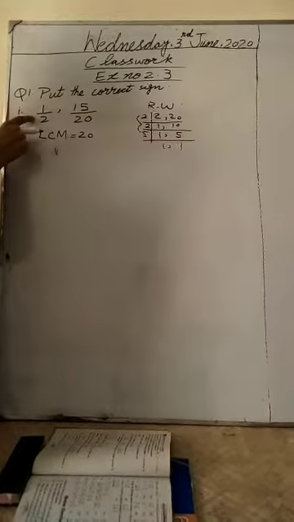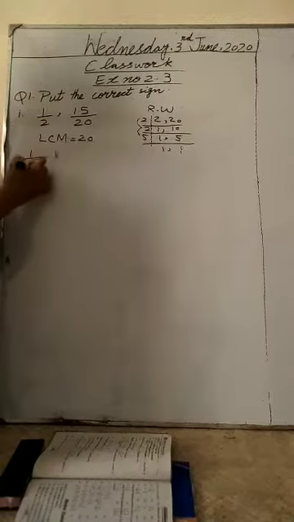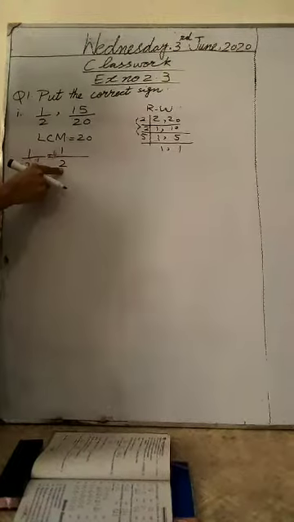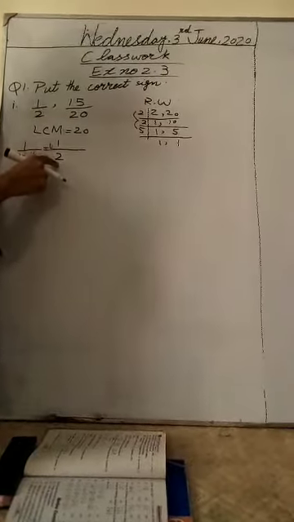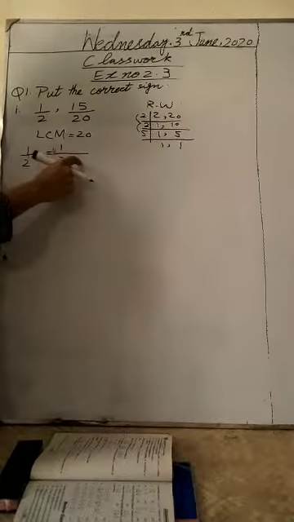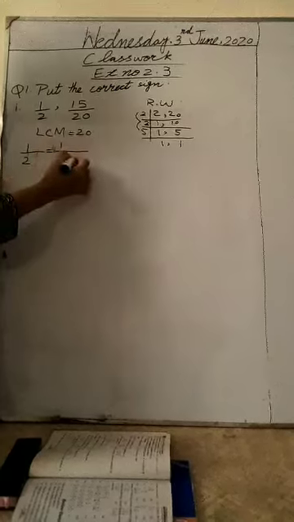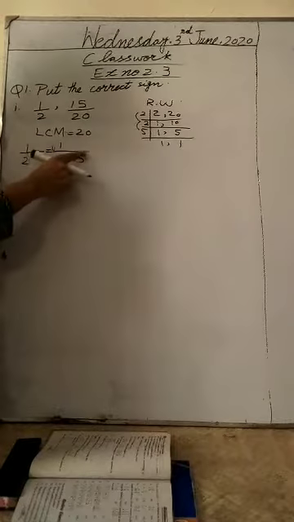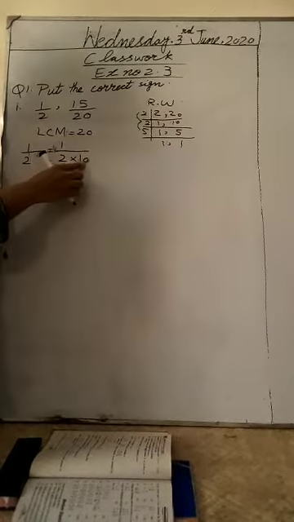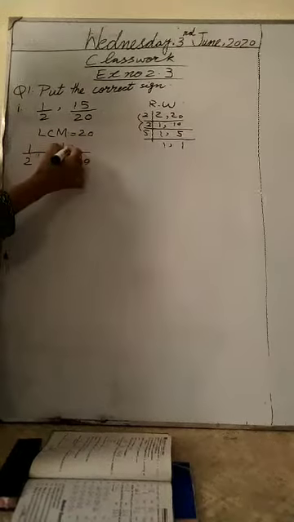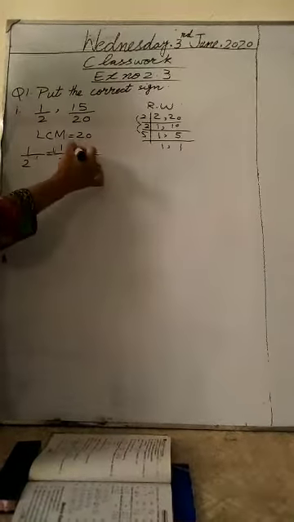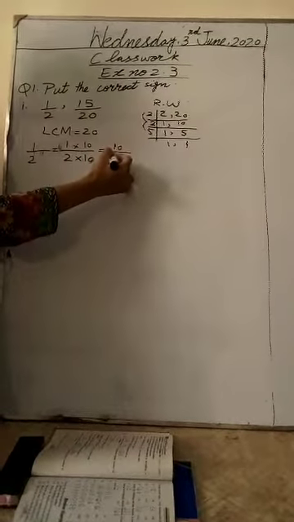Now take your first value, 1 over 2, and see your LCM. LCM is 2. We need to multiply the number. 2 times what is 20? 2 times 10 is 20. You need to multiply in the numerator also. Now 10 ones are 10 and 2 times 10 is 20.